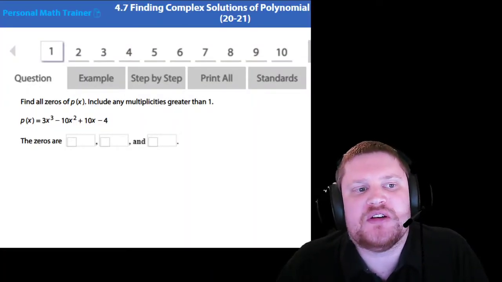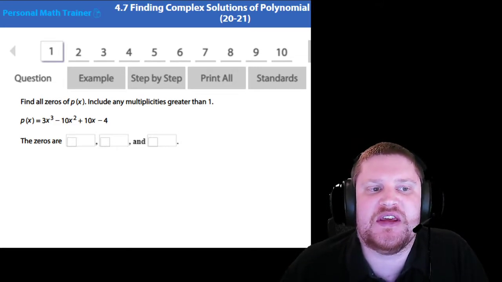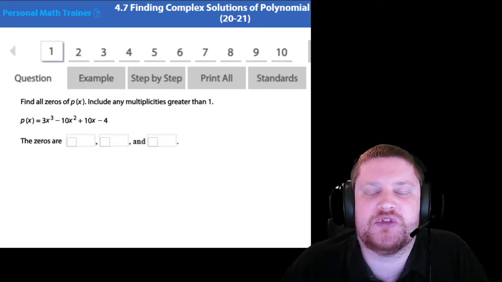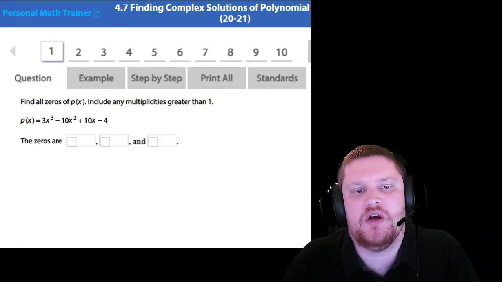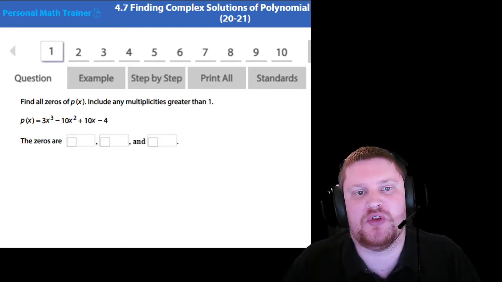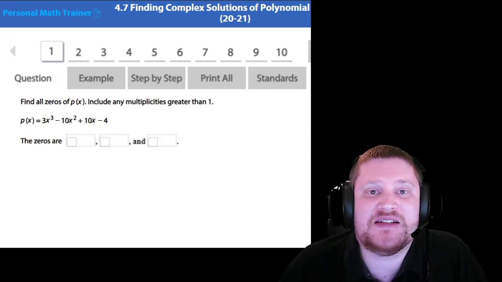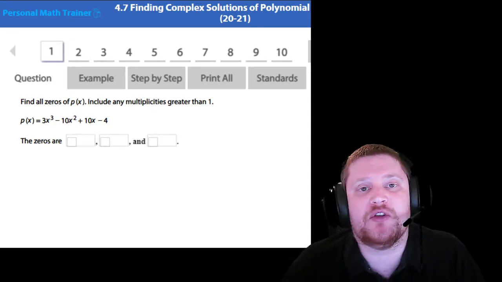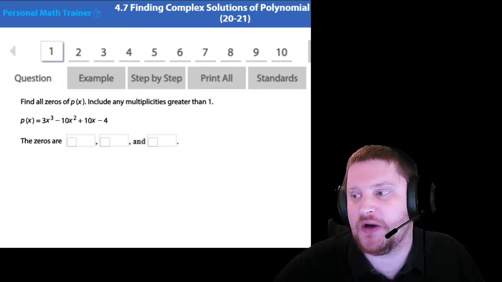Most of these problems are relatively straightforward. So in this case it's asking us to find all the zeros of the given polynomial equation. They want us to include any multiplicities greater than 1. So what that means is, remember, a multiplicity is just another term for a repeated zero. So if it crosses at a specific place more than once, they want to know that. However, as I said, we are going to be using Desmos or whatever your graphing tool of choice is quite a bit. So I'm going to go ahead and pull up Desmos here.